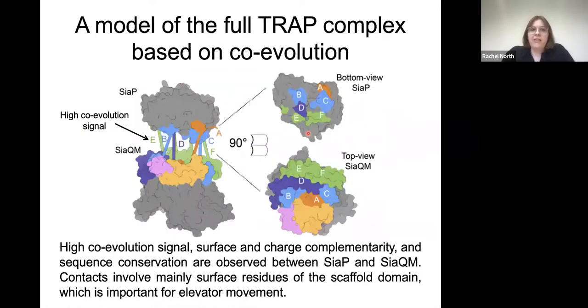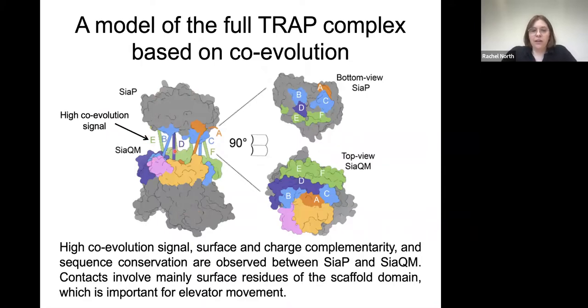And so here we have a model of the trap complex based on coevolution. We used our cryo-EM structure and our crystal structure of SciP, and we used 3 different programs, Gremlin, RaptorX, and AlphaFold, to make a model based on coevolution. We find that we have high coevolution signal, surface and charge complementarity, and also high sequence conservation observed between these 2 proteins.